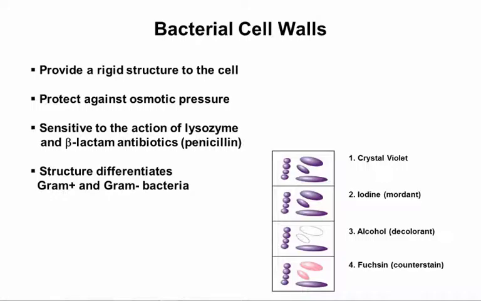And then the last step is counter staining with something that's a lighter color and will show up these cells that have had all the dye washed out from them. So fuchsin is the counter stain. Now the big difference here is that the gram-positive cells that retain the gram stain and are purple resist the alcohol washing step. Okay? And that's telling you that their cell walls are more resistant to solvents.